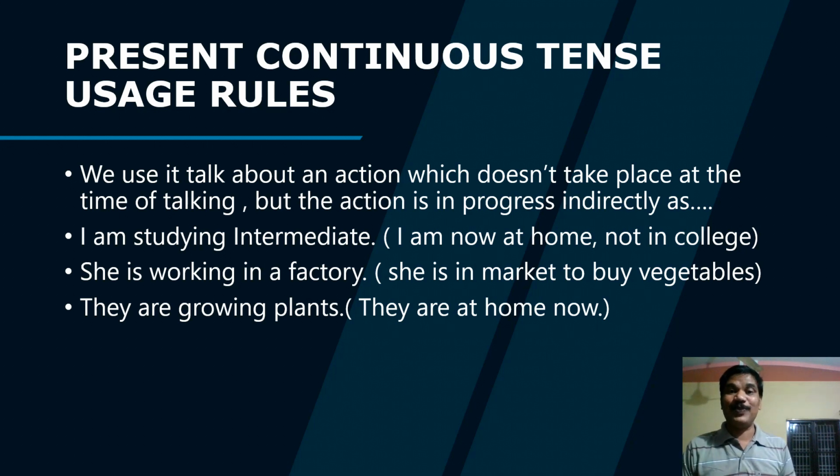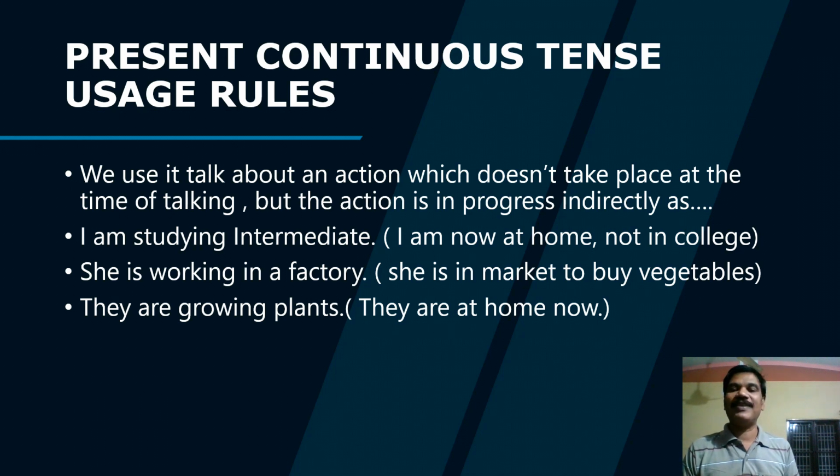But the action is in progress indirectly. Yes, it's true. Let's go. I am studying intermediate. The students usually say I'm studying intermediate, I'm studying graduation, I'm studying PG, I'm studying BTech. But where are they? They're on the road, at home, shops, cinema theaters, or libraries. But what are they telling? I am studying intermediate. I am now at home, not in college. In such cases also we use present continuous tense.